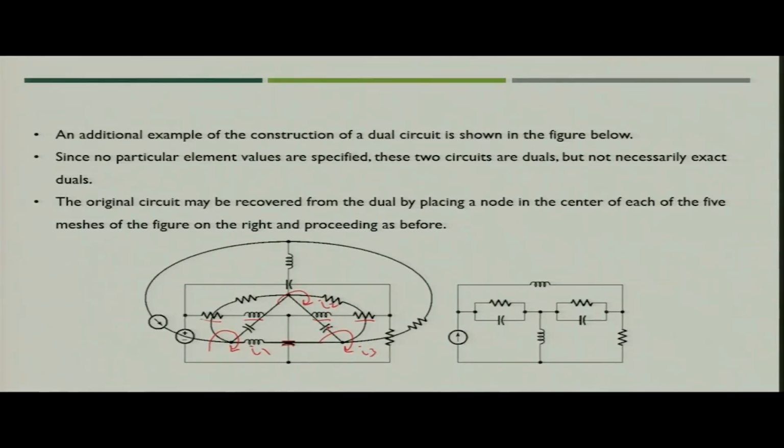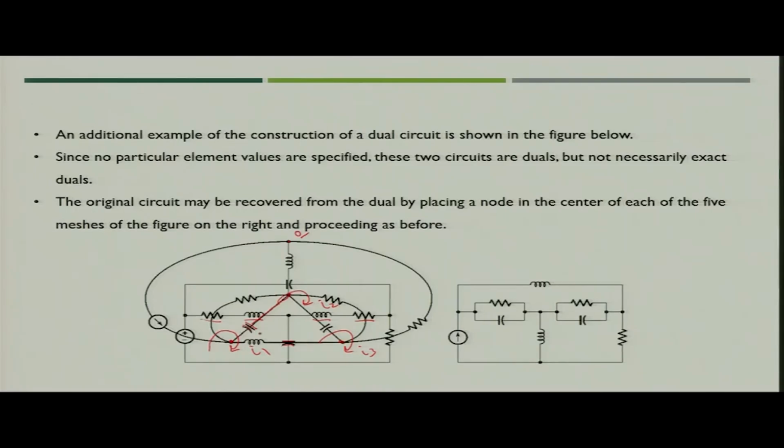So, rather than writing the mesh equation and correspondingly finding the nodal equation, what we will simply do is use the analogy. We will say what is the dual of each particular circuit element, and then we will draw the dual circuit. In this case, for this inductor the dual is a capacitor. We will first identify the nodes. There would be 3 nodes because there are 3 meshes, plus one reference node.